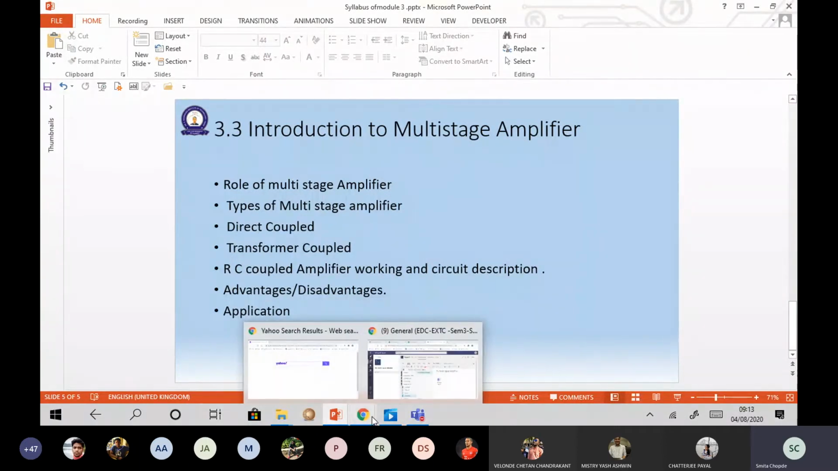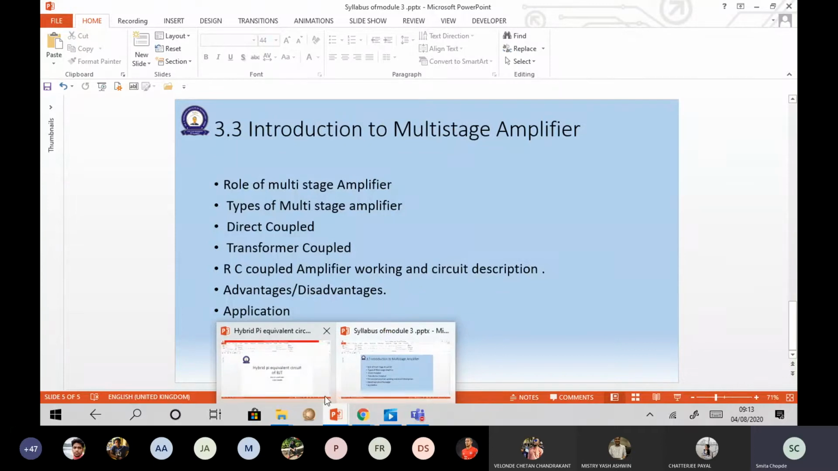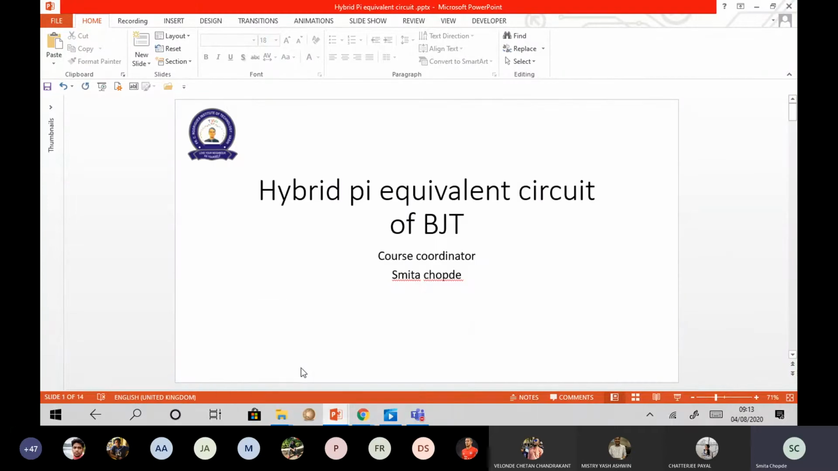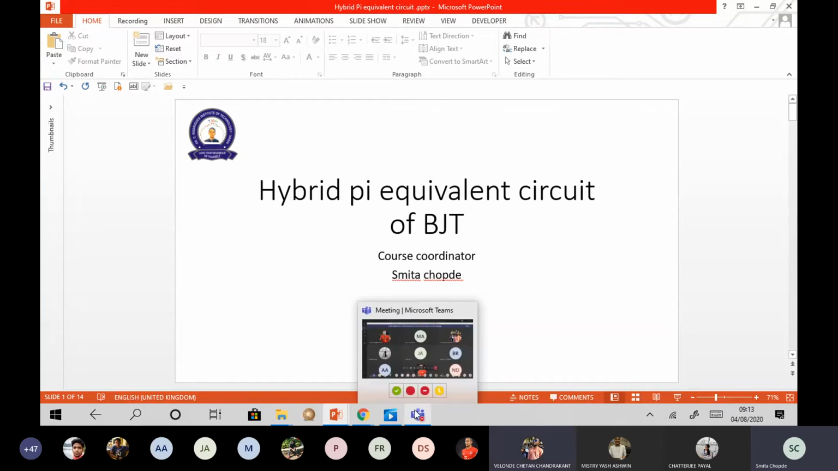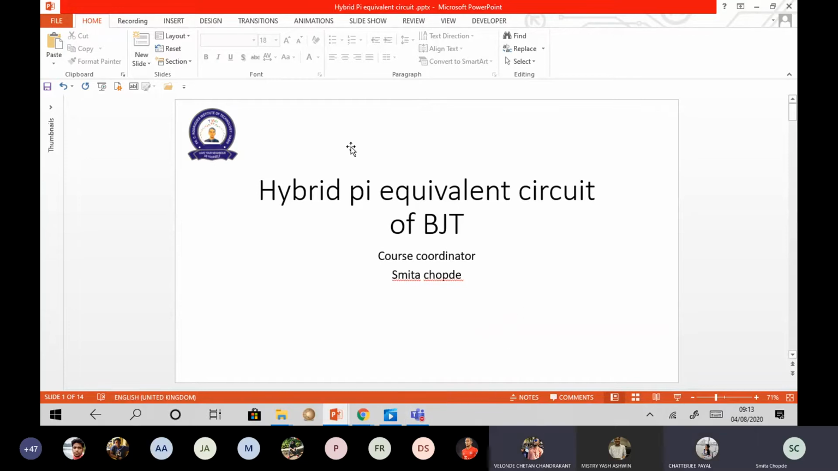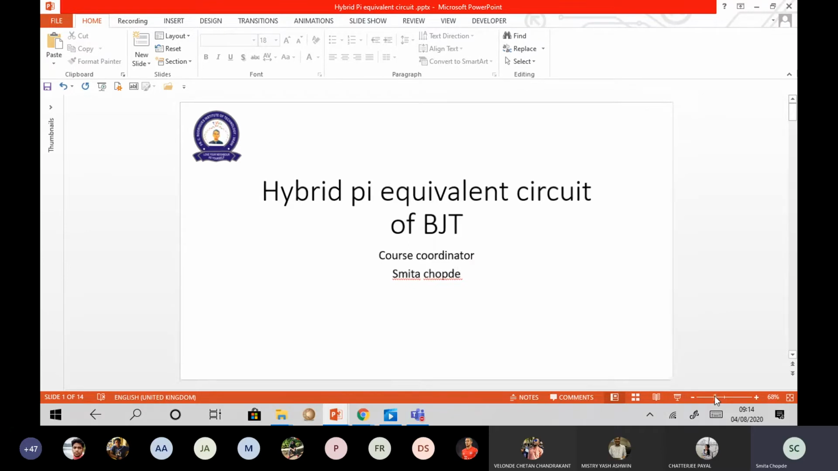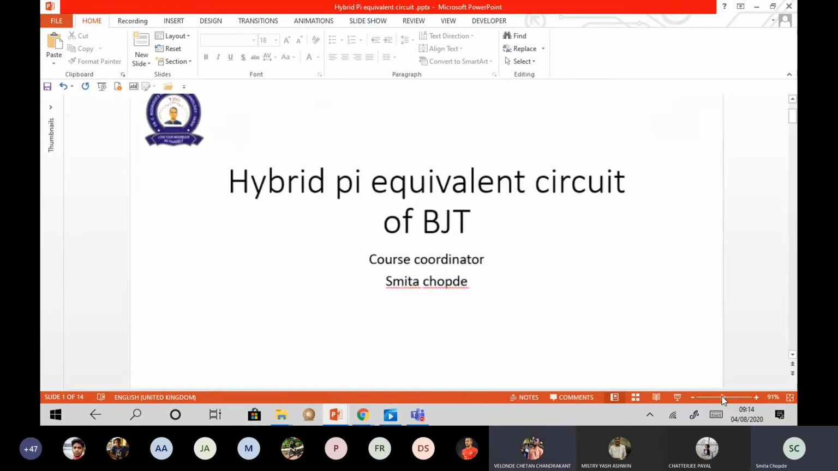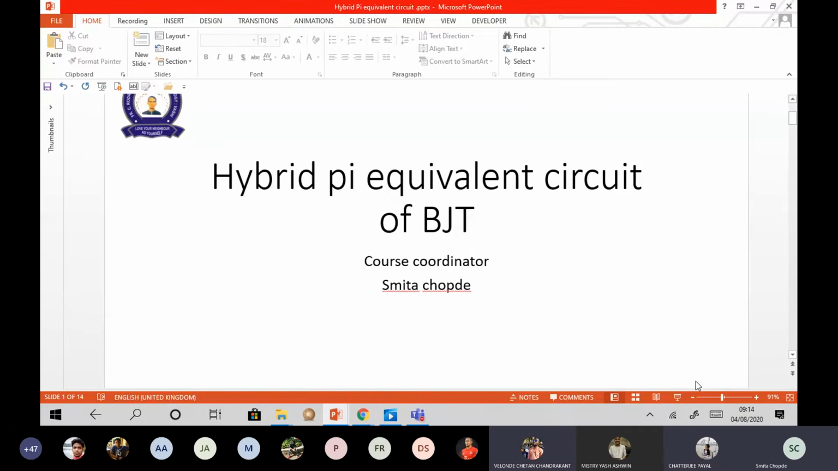Fine. Then we'll go to analysis of hybrid pi equivalent circuit. Am I sharing hybrid pi equivalent circuit? Yes, ma'am. Is the screen largely available? Ma'am, yes, you zoomed it now. Yes.